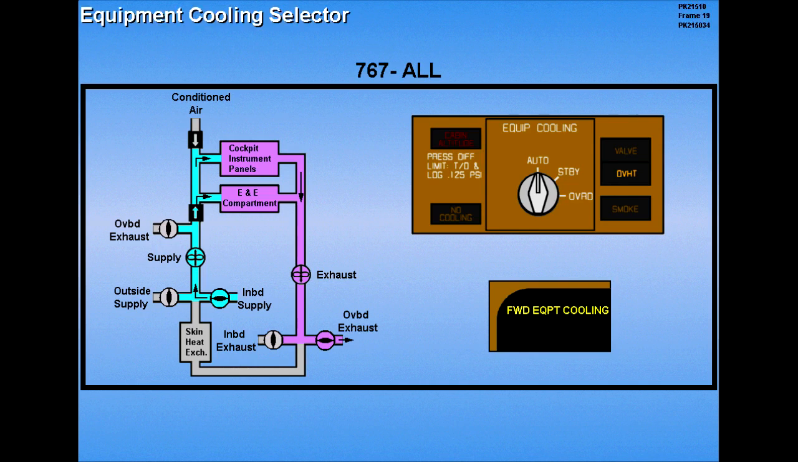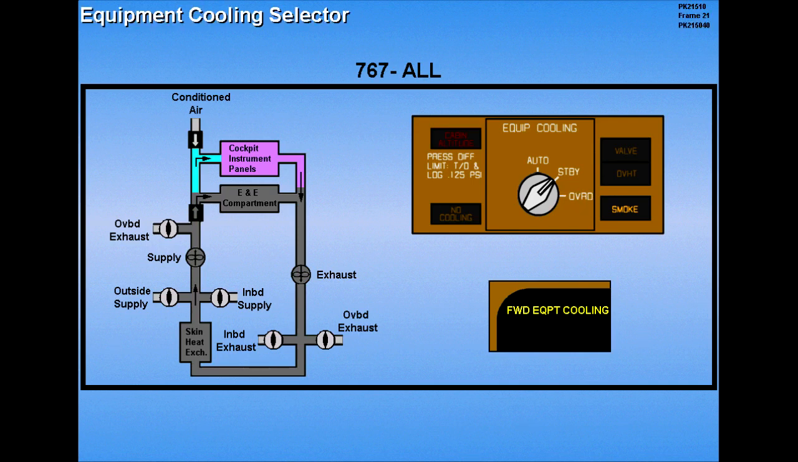Additional equipment cooling can be obtained by selecting the standby position. Now click on the equipment cooling selector to select the standby position. This should cause the overheat light to extinguish. If the overheat light does not extinguish, or if smoke is detected in the cooling system, select the override position.